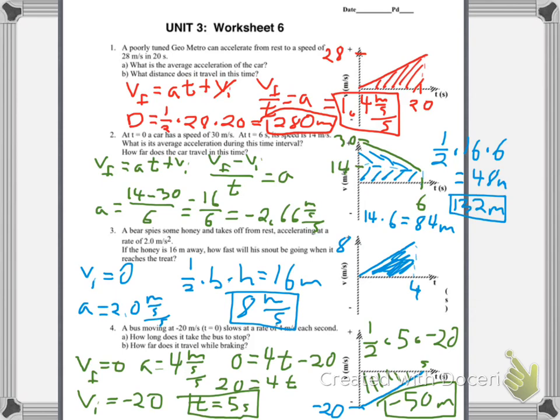Now finding the area under the curve, at 5 seconds and negative 20 meters per second is the height. Our height is negative 20 here. Multiply that by 1/2 and we get a total distance traveled of negative 50 meters, which is also our displacement in this case.